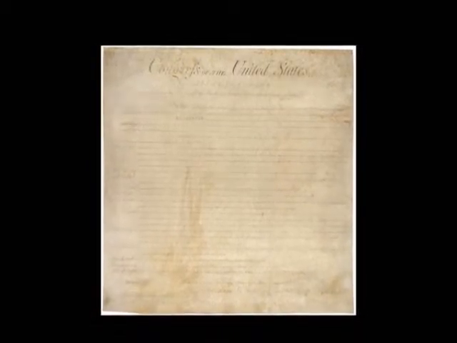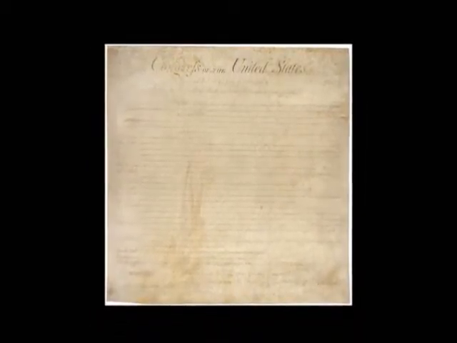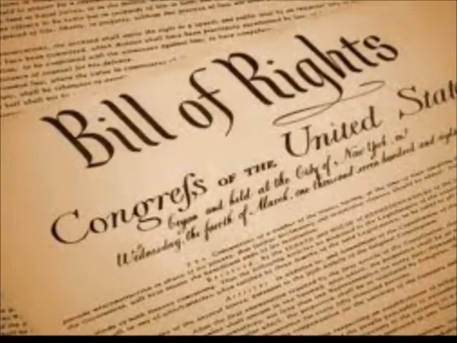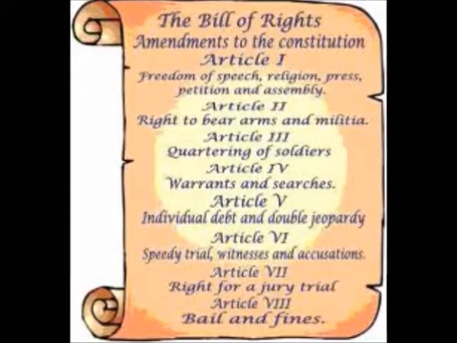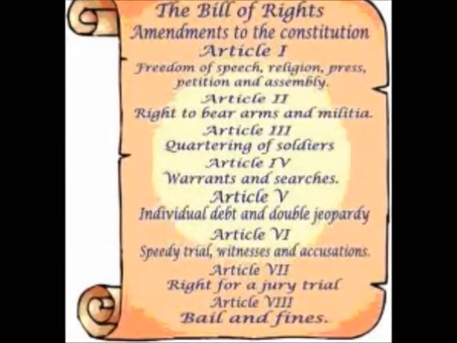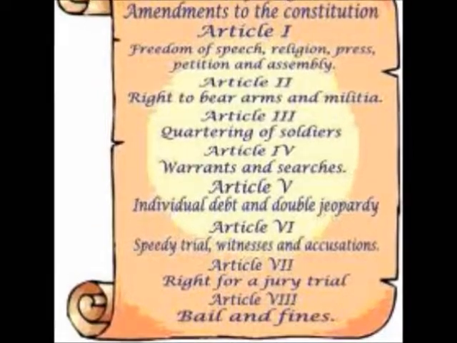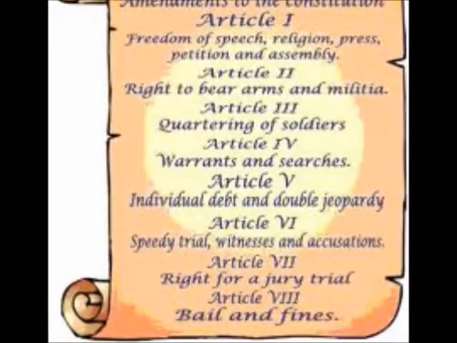In 1791, a list of 10 changes were agreed to by the states. The 10 changes were added to the Constitution. These 10 changes are called the Bill of Rights. The Bill of Rights is the first 10 changes or amendments made to the Constitution. These 10 amendments were passed because some people were afraid that the government would have too much power. The Bill of Rights is a part of the Constitution, but is very important because the Bill of Rights protects our freedoms.